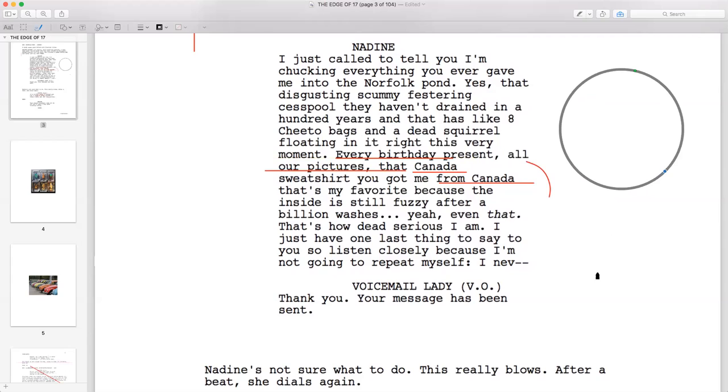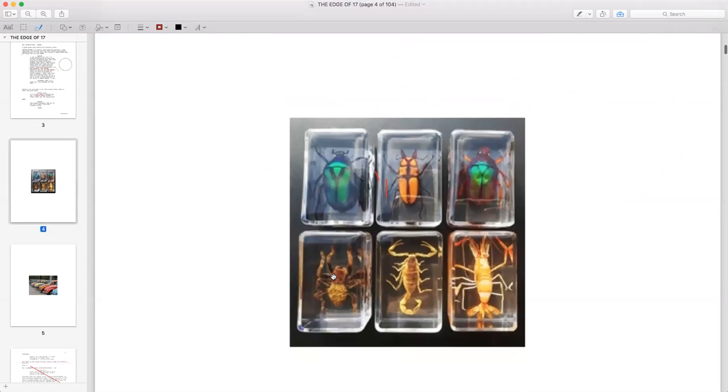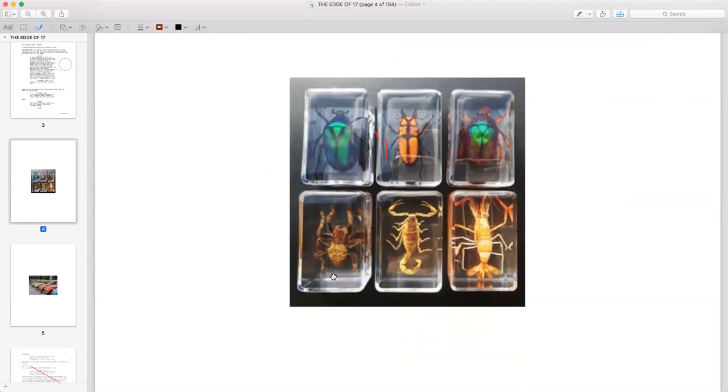The birthday present, I immediately thought of this: bugs in resin. Why? I don't know. I happen to like them. So these little bugs in resin were a gift that I imagined Nadine's friend gave to her every birthday, and a little card wrote, "I hope this doesn't bug you." And every year she got a different bug, and it was a little funny joke between them, and it's something from my life that I think is interesting, so it worked for me. You will find your own things.